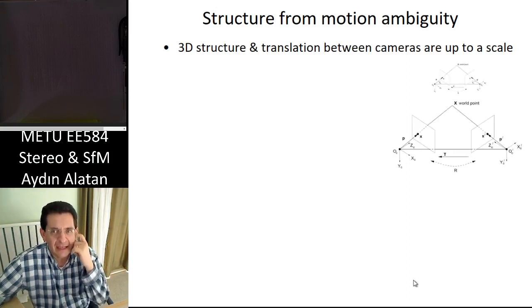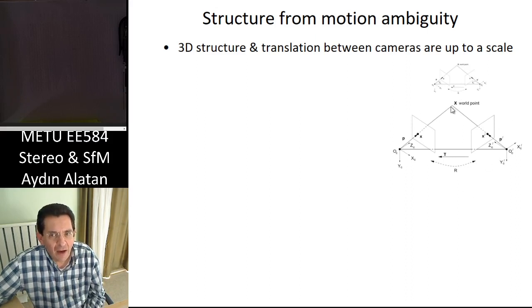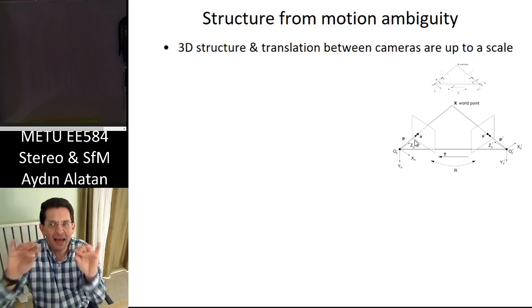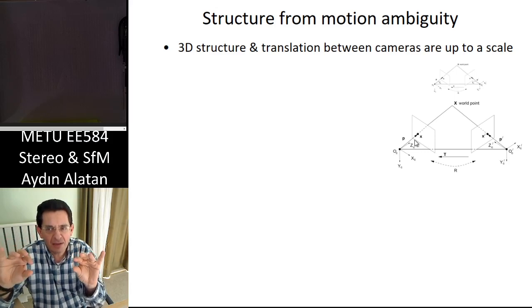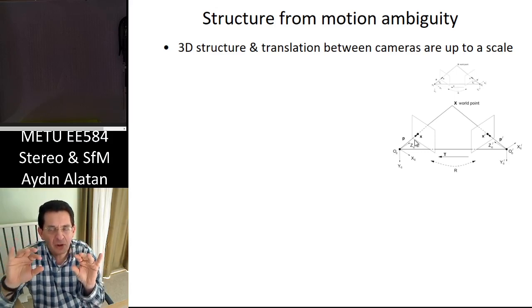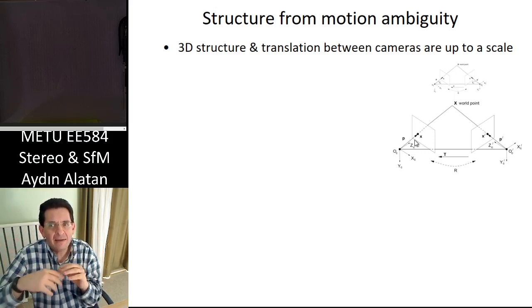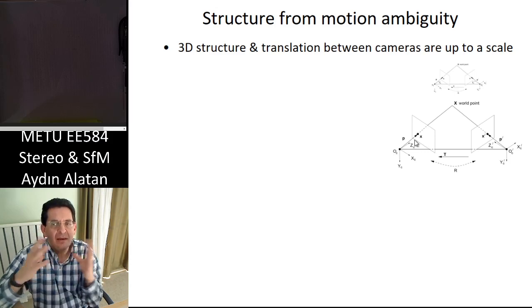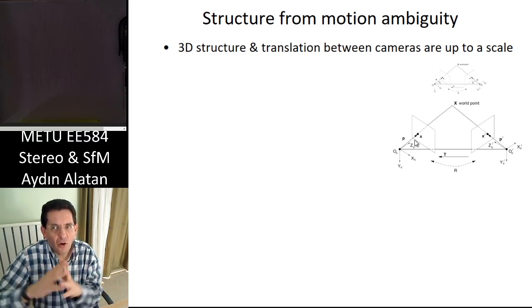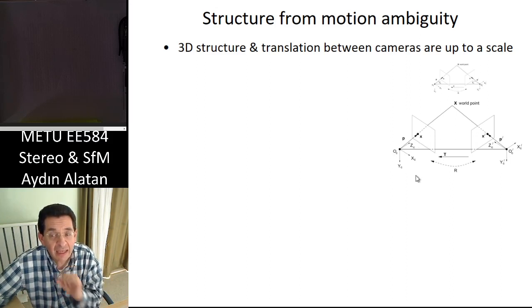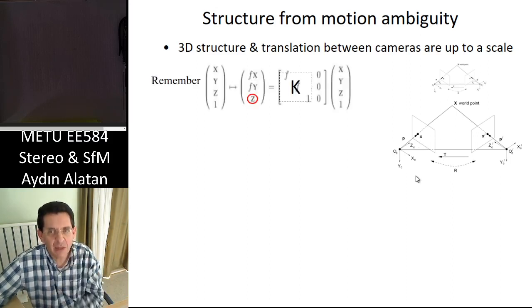Let me mathematically explain. In other words, if you have this baseline maybe 5 times larger, this one 2 times larger, and the points 3 times farther away or nearby, this system and that system exactly give the same point correspondences. But the resulting 3D reconstruction or the 3D translation can only be obtained up to a scale. Let me explain why.